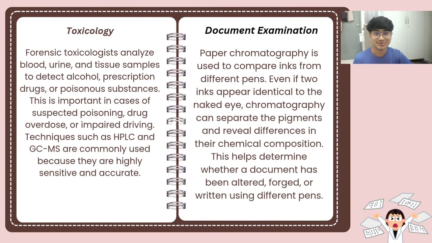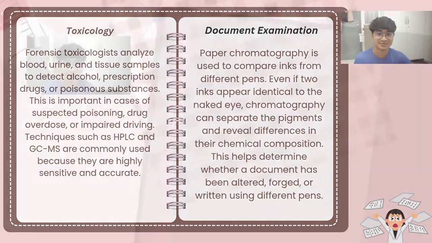And for the third one is document examination. Paper chromatography is used to compare inks from different pens. Even if two inks appear identical to the naked eye, chromatography can separate the pigments and reveal differences in their chemical composition. This helps determine whether a document has been altered, forged, or written using different pens.